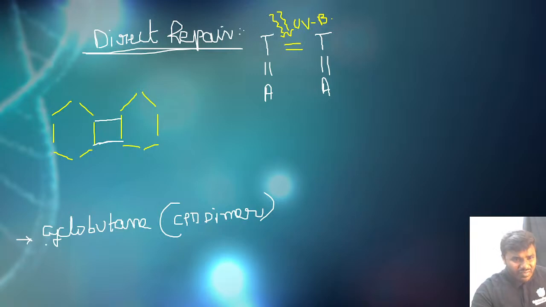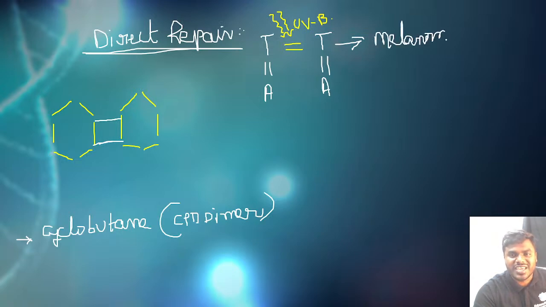Okay. Now you can ask me, sir, what happens if we don't repair this particular damage? If we don't repair these pyrimidine dimers, friends, the only thing they will cause is melanomas, which are a type of dangerous skin cancer. So that's why we have to repair this. Okay, how can we repair this? What is the major significant enzyme involved here?